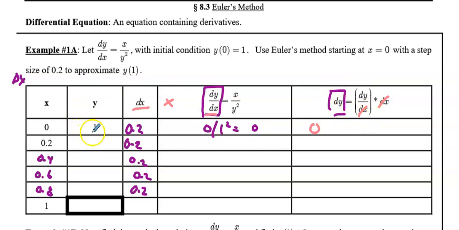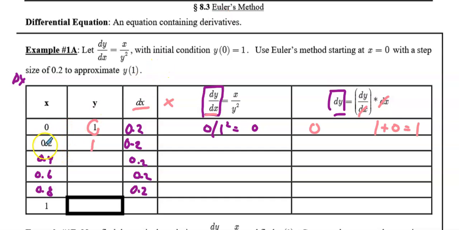So what you have to do now is 1 plus 0. So our initial y plus 0. That value becomes our new y. All right, once I do a couple more examples, this is going to make more sense to you.